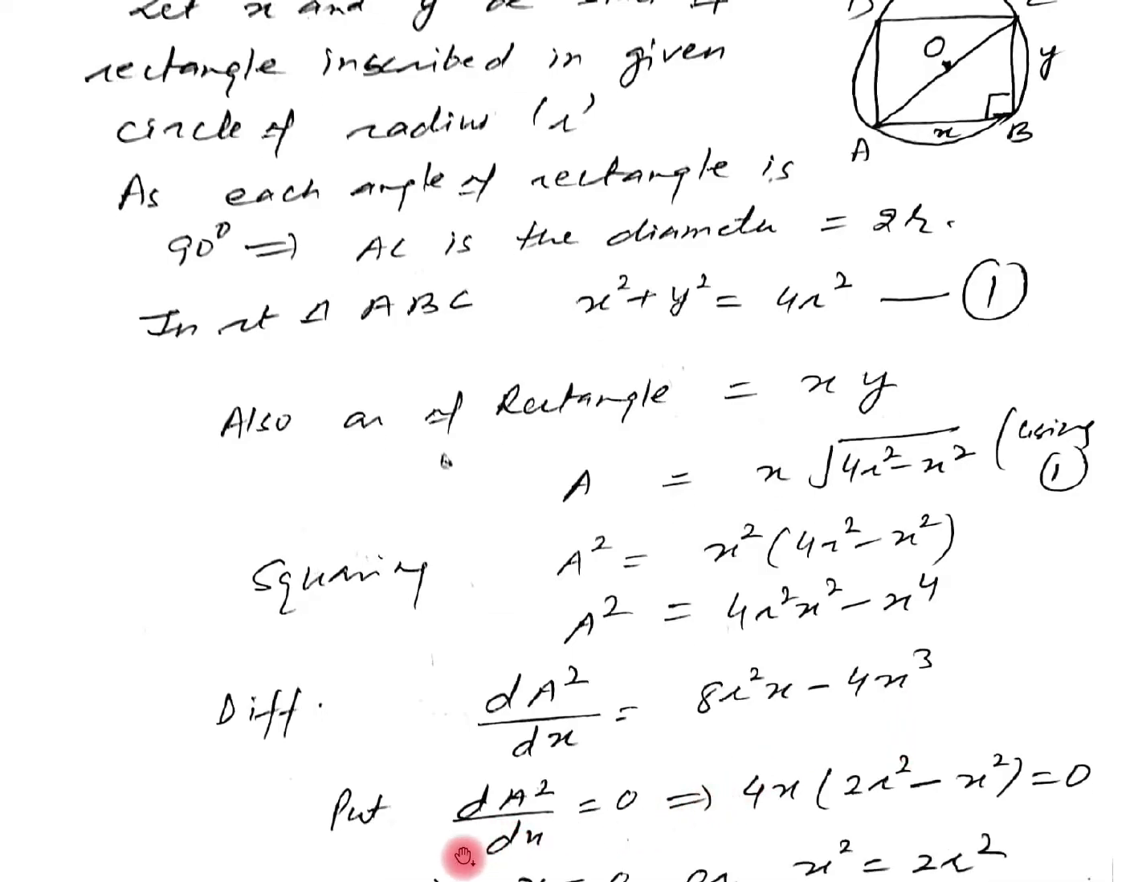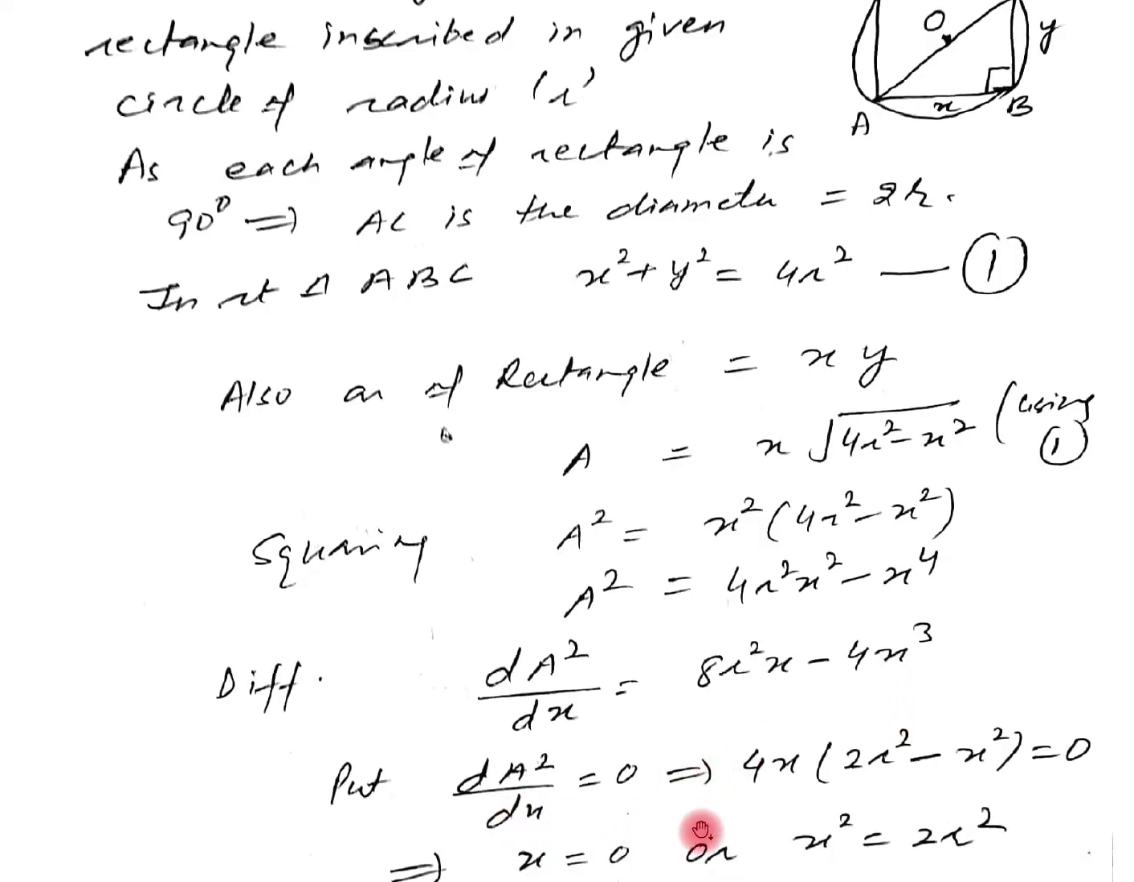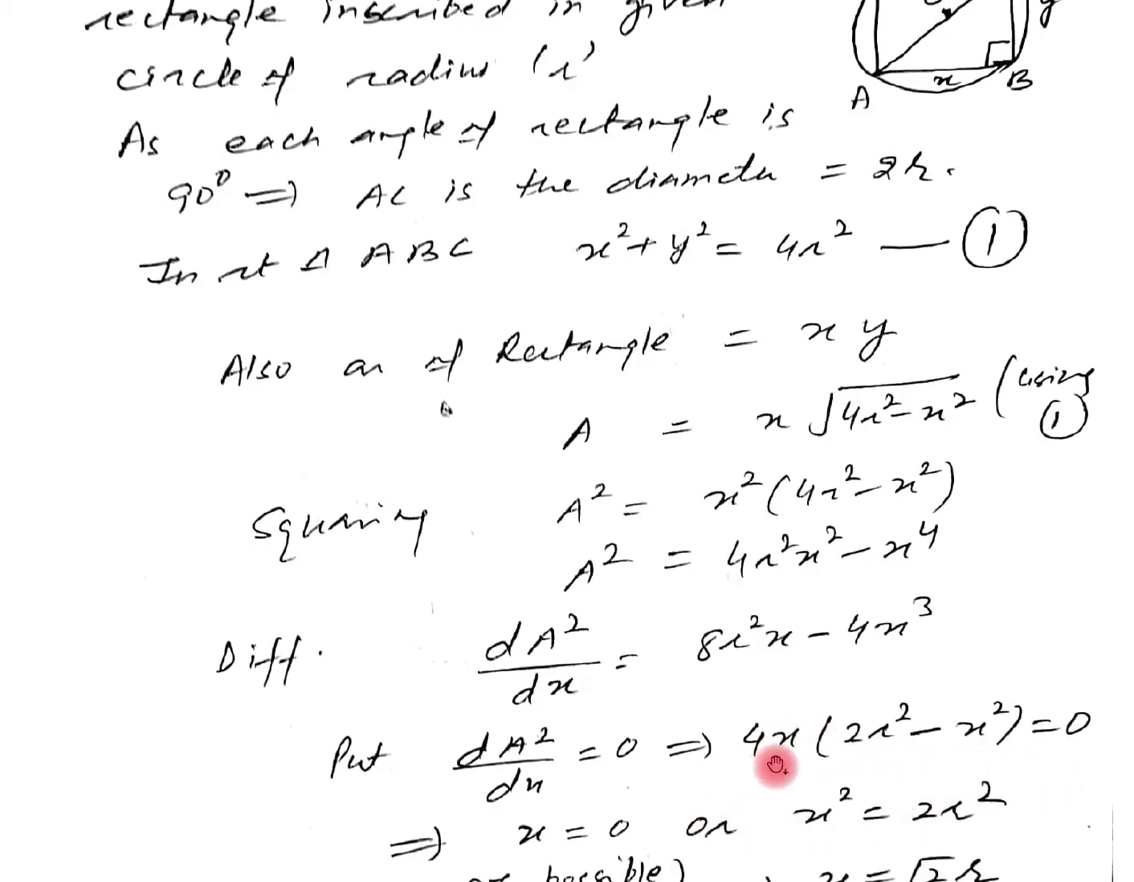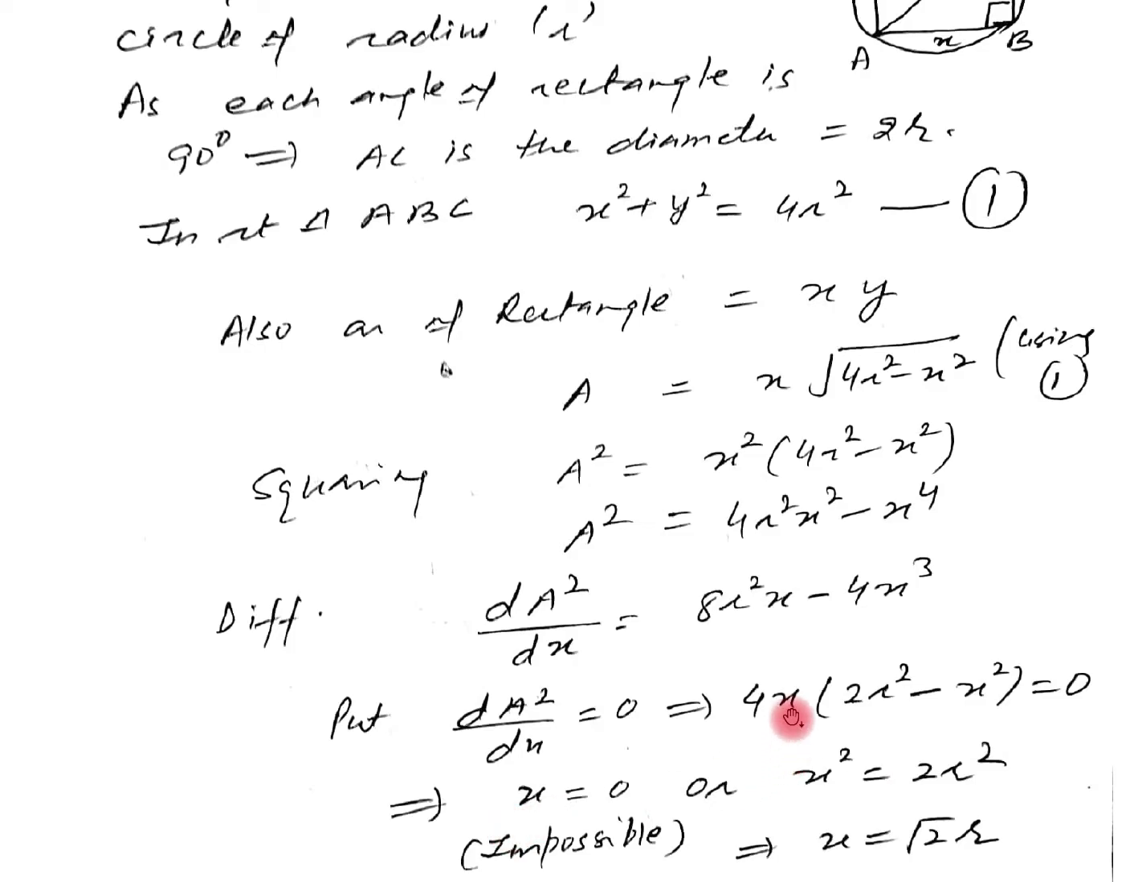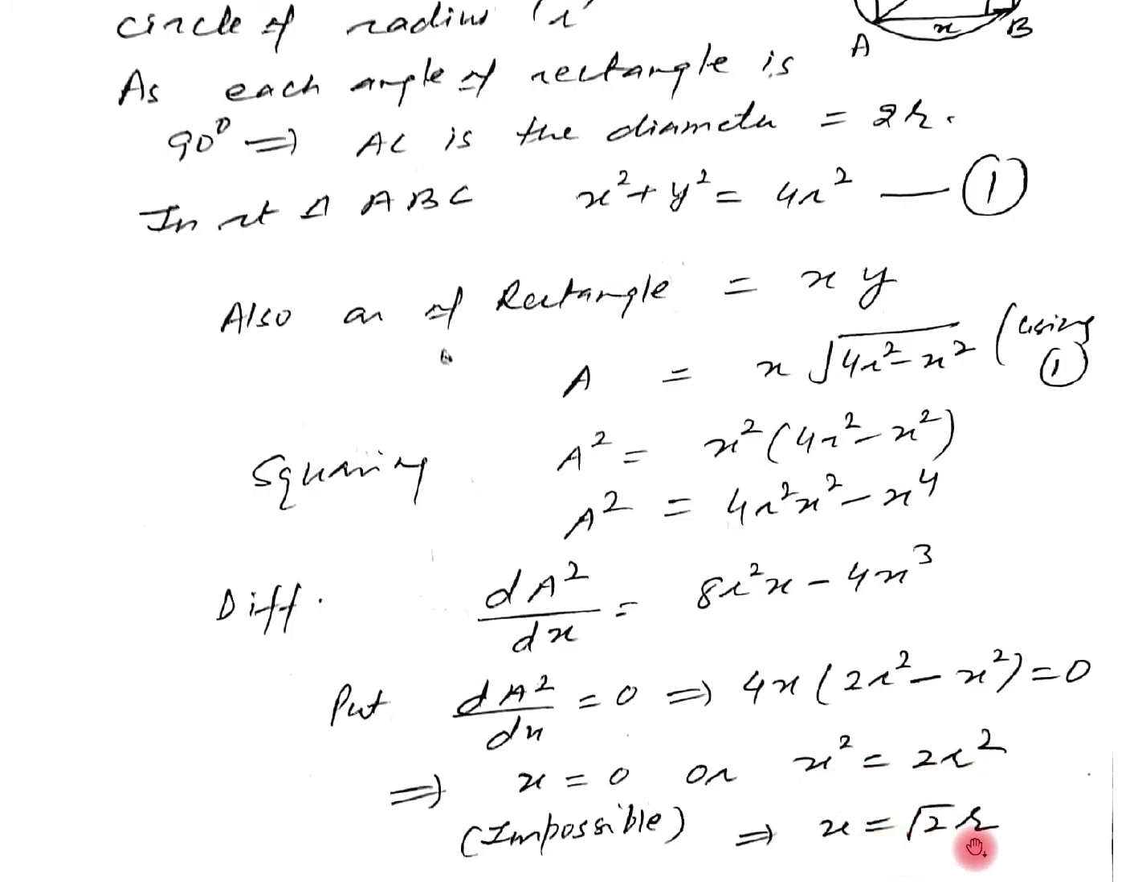Then putting the derivative equal to 0, we get 4x into 2r square minus x square equal to 0. Now either x equal to 0 or this quantity must be equal to 0. This implies either x equal to 0 or x square equal to 2r square. But x cannot be equal to 0 because it is one of the sides of the rectangle. So x square equal to 2r square. This implies x equal to under root 2r.